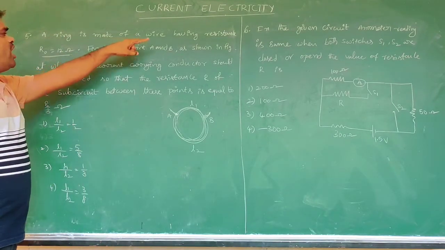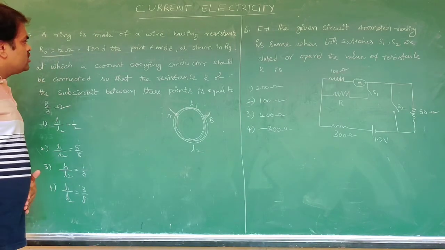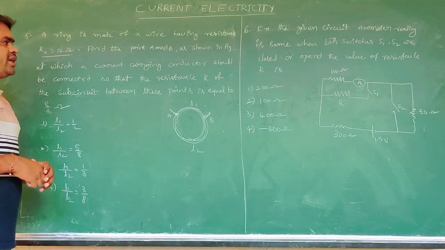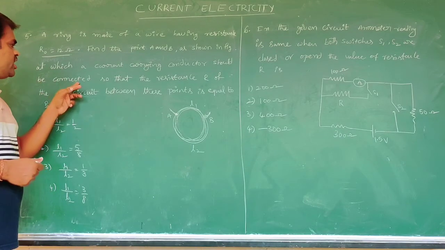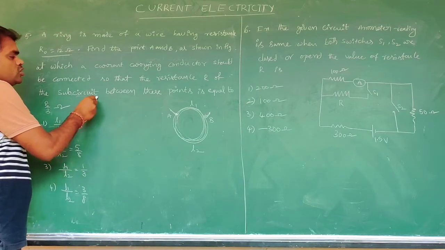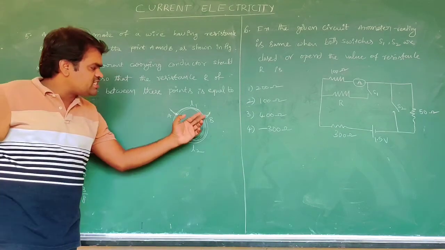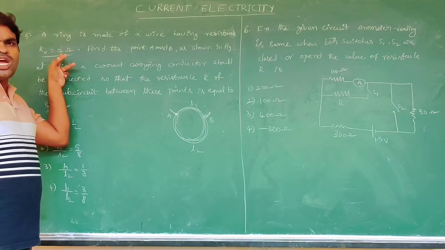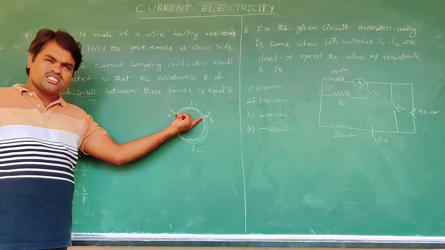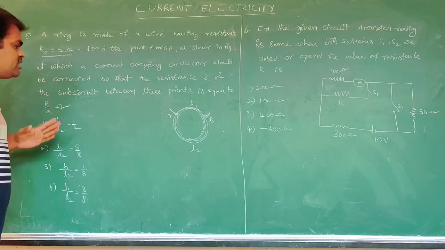A ring is made of a wire having a resistance R equal to 12 ohms. Find the points A and B as shown in figure, at which a current carrying conductor should be connected so that the resistance R of the sub-circuit between these 2 points is equal to 8 by 3. Like this, total resistance of a wire is given. This is the 12 ohm. When it is connected like this, the resistance between A and B in the sub-circuit, this value is given in the parallel combination. That is 8 by 3.